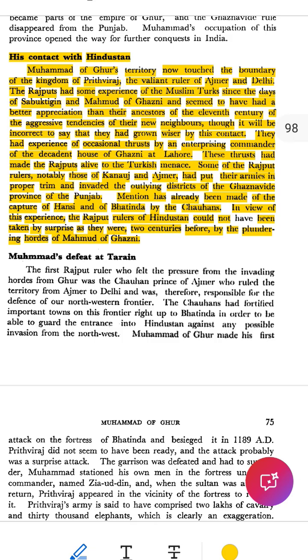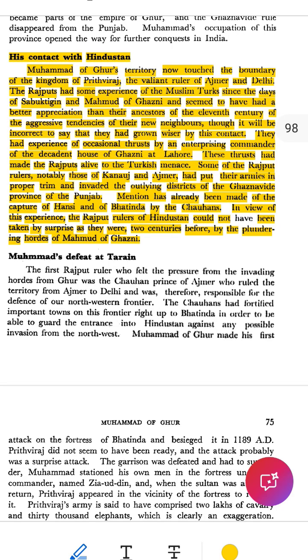2. Muhammad of Ghur's territory now touched the boundary of the kingdom of Prithviraj, the valiant ruler of Ajmer and Delhi. Muhammad of Ghur's land had now expanded so much that it reached the borders of India, specifically the borders of Prithviraj Chauhan's kingdom. Who was Prithviraj? He was a brave and powerful Rajput king who ruled Ajmer and Delhi in northwestern India. Valiant means brave and heroic. So now, the powerful Muslim ruler Muhammad of Ghur and the Rajput king Prithviraj had become neighbors.